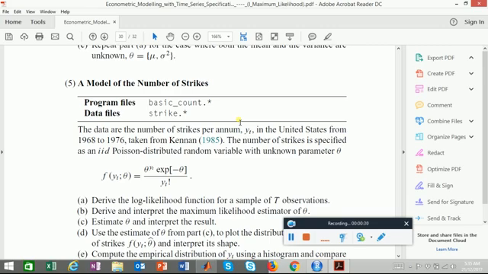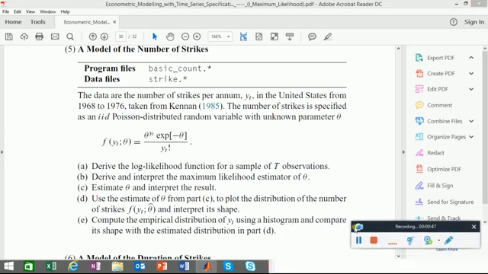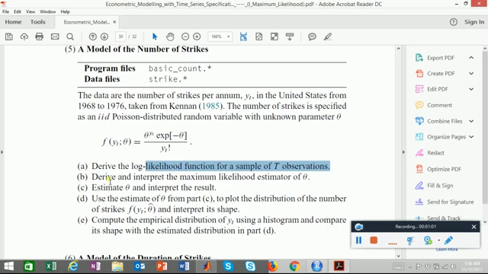The number of strikes is a Poisson distribution because it is random, it happens randomly. So, a Poisson distribution with unknown parameter theta. We need to find the log likelihood function and estimate theta by maximum likelihood. We have already done these things. Use the estimated theta to plot the Poisson distribution of the number of strikes. So it is a model of the number of strikes and we have to do it as a histogram.